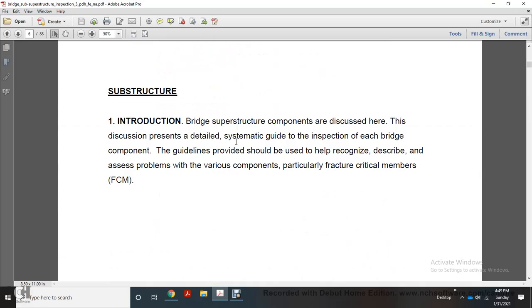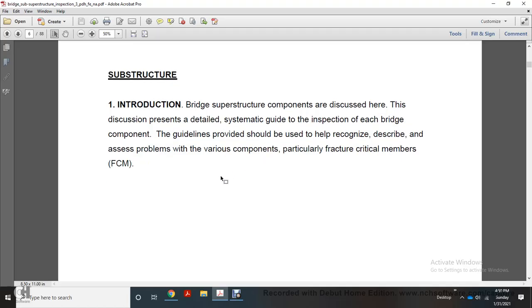Introduction: bridge superstructure components are discussed here. This discussion presents a detailed systematic guide to the inspection of each bridge component. The guidelines provided should be used to help recognize, describe, and assess problems in various components, particularly fracture critical members, FCM.